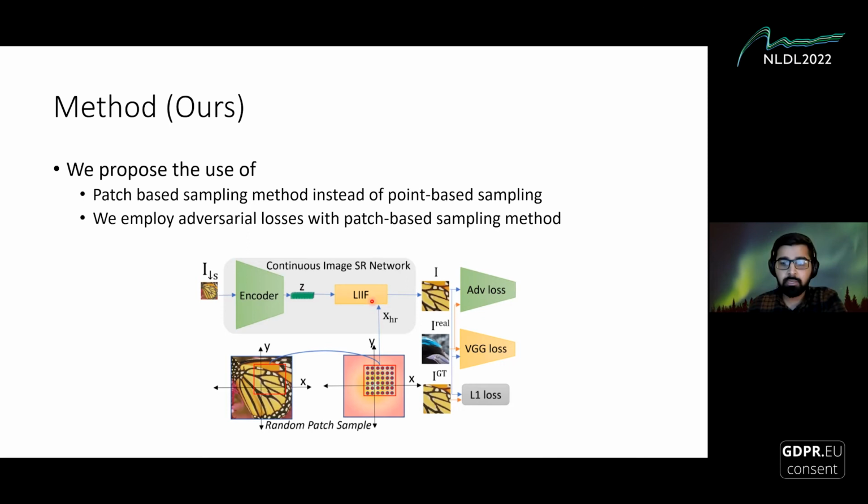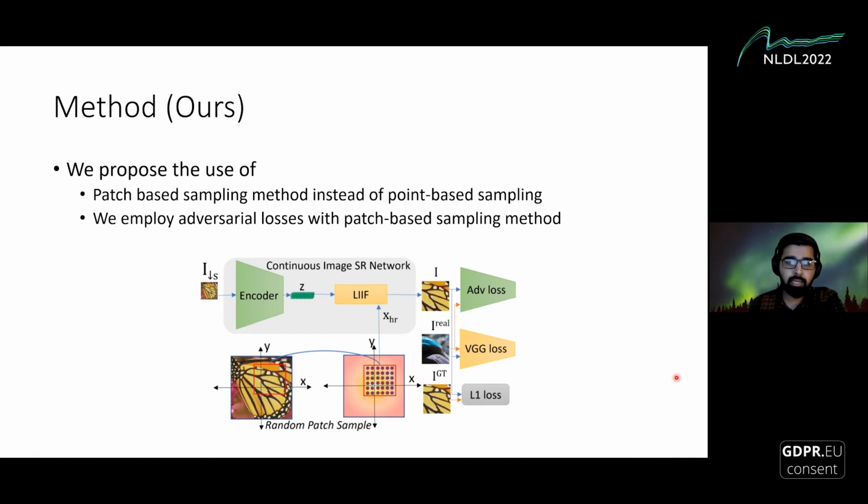The previous method uses a random set of coordinates from the image. This sampling method works well when the objective is to minimize the pixel-wise loss, for example, L1. However, looking at only pixels means that the contextual information is lost. Therefore, we propose a random patch-based sampling procedure instead of a random point-based sampling method to retain contextual information.